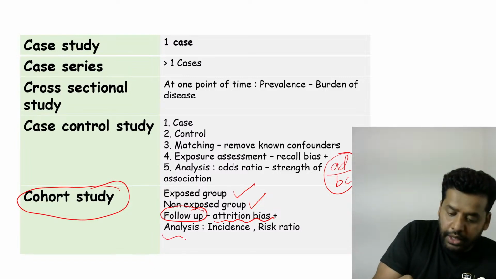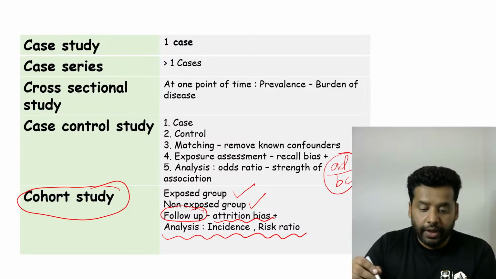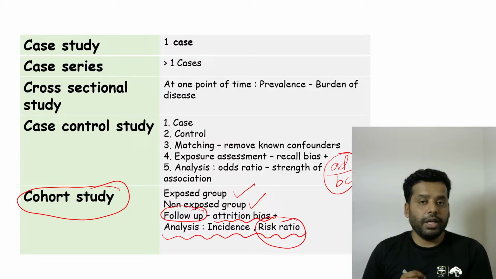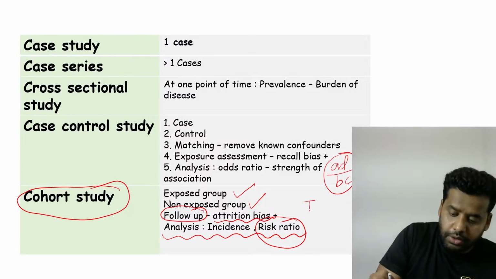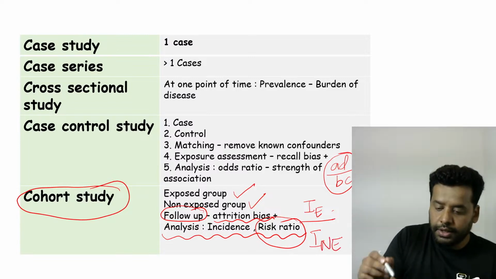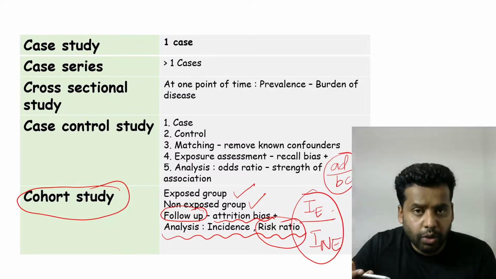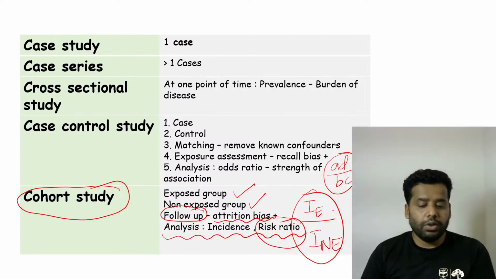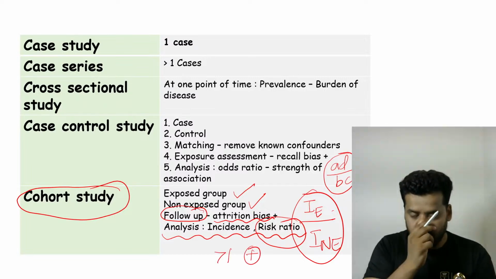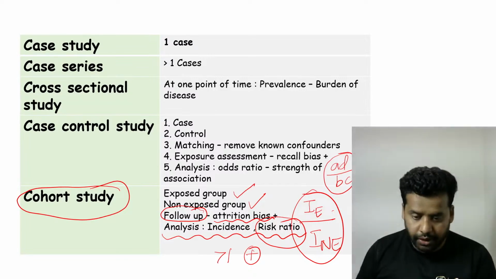Analysis, when you calculate, we use incidence. New cases, we calculate risk ratio. What is the formula for odds ratio? AD by BC. But what is the formula for risk ratio? Incidence in exposed divided by incidence in non-exposed. We are comparing two things, risk in smokers divided by risk in non-smokers. If the risk ratio is more than one, it is positive association.